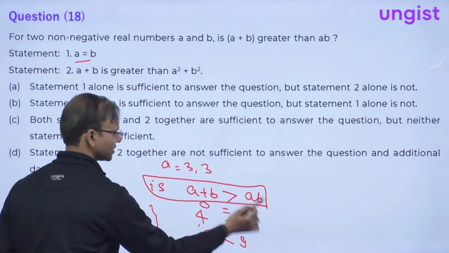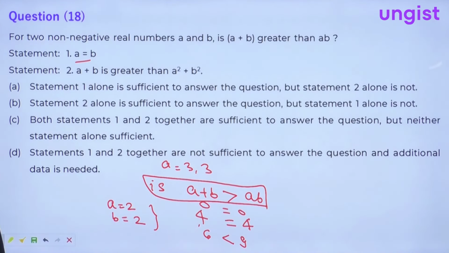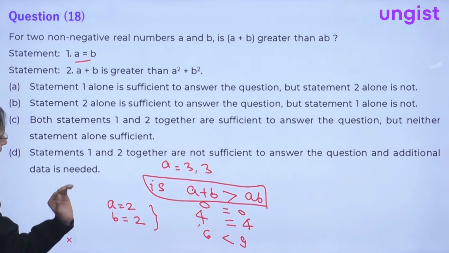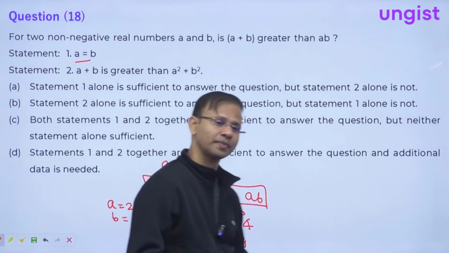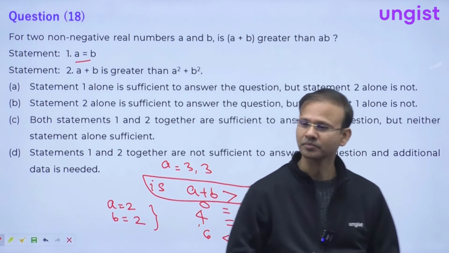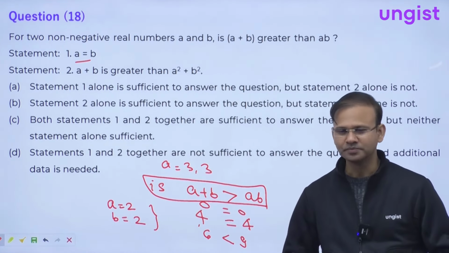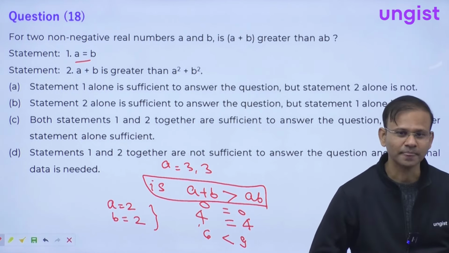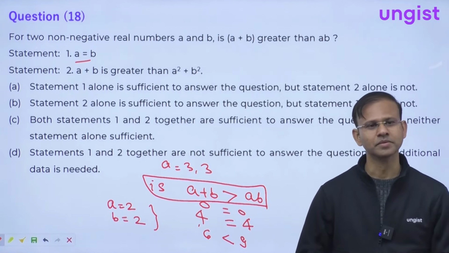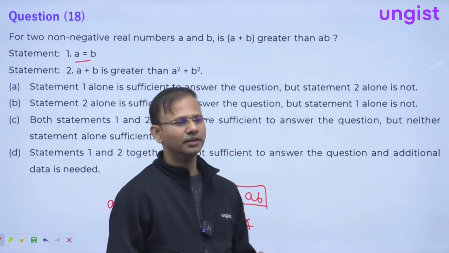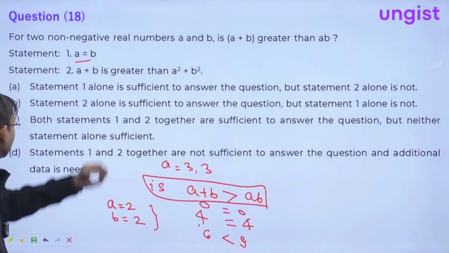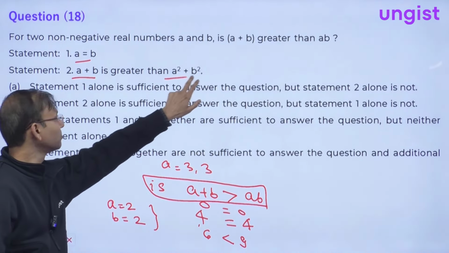We cannot answer this question from statement number 1 alone. Guys, getting it or not? Right. Now come to statement number 2. Read the statement. What is the meaning of that? A plus B is greater than A squared plus B squared.